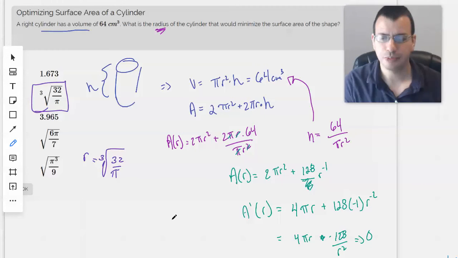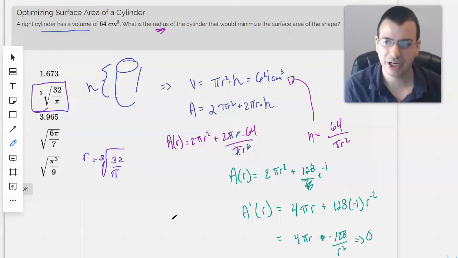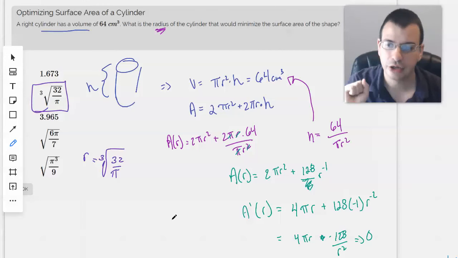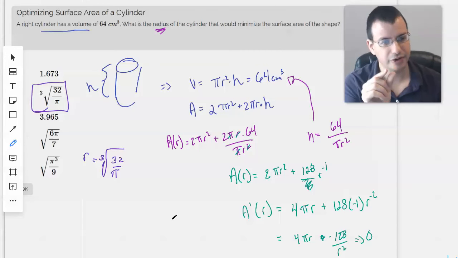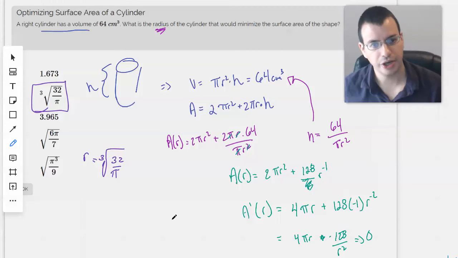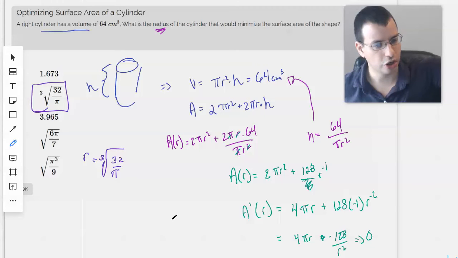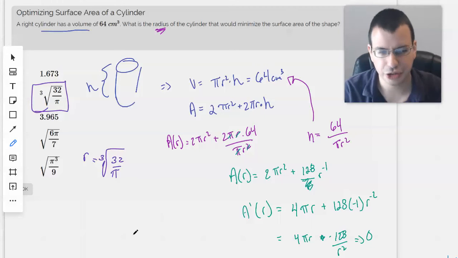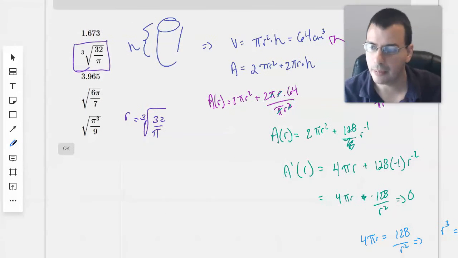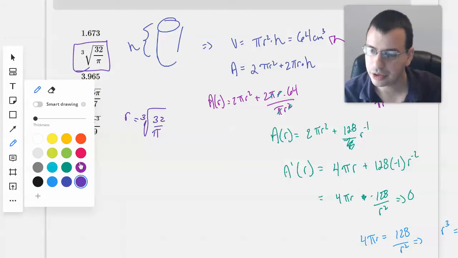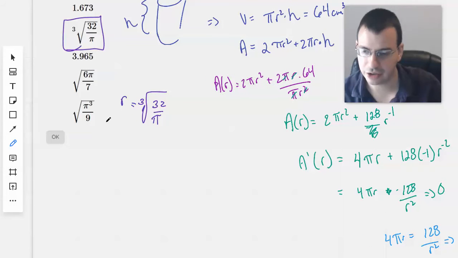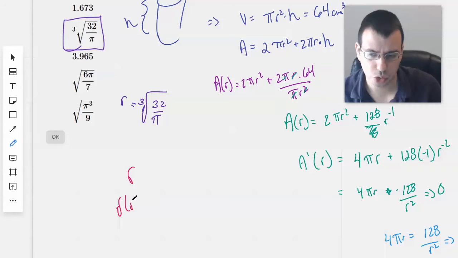Okay. So there's two ways we can do this. We can either reason it out by going to extremes. So if the radius was very, very small, like almost 0, then it'd be very, very tall, and it'd be a very inefficient use of surface area. So that's one way you could be like, that's probably true.